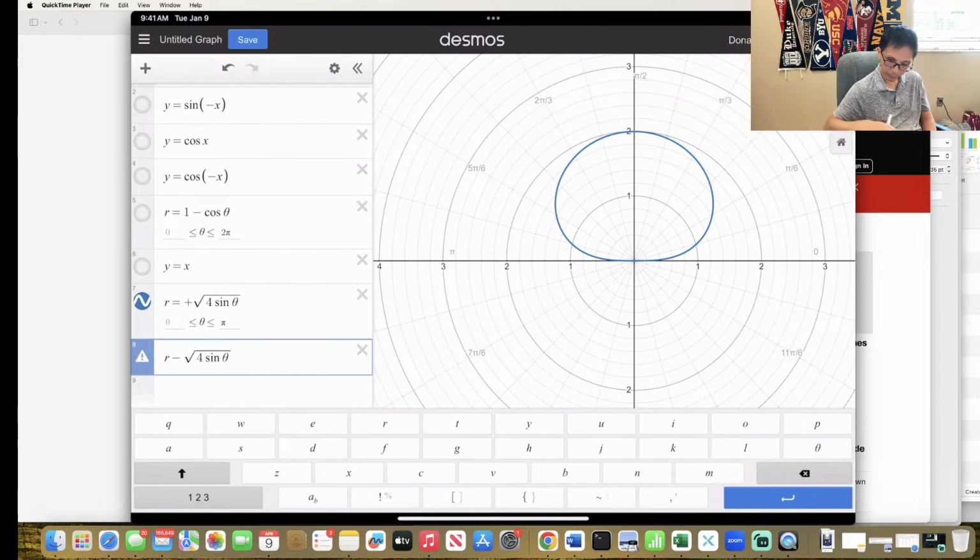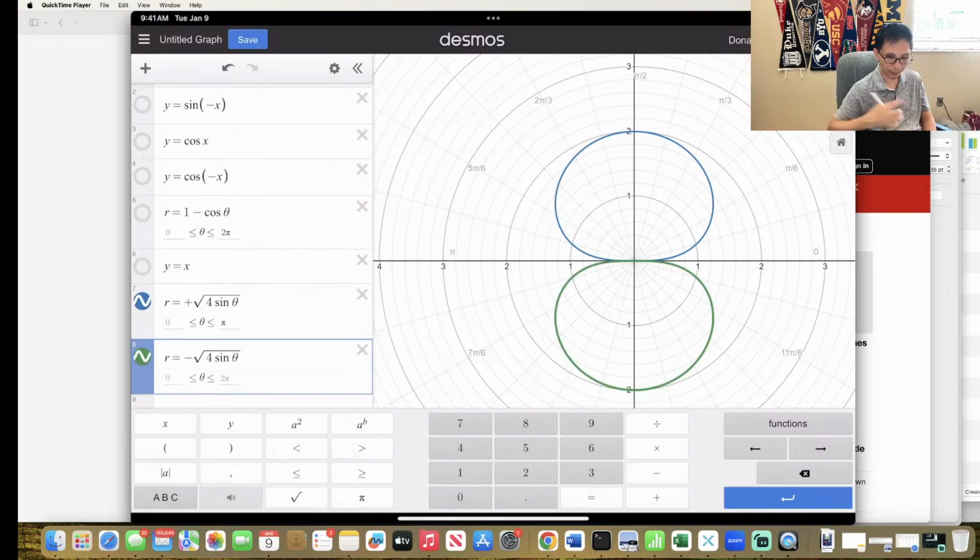Equal to. So they don't graph the r squared, but they do graph r equal to 4 square root of sine theta and negative 4 square root of sine theta. And this is called symmetry to origin. This is symmetry to the pole. It looks like an infinity sign, but it's vertical.